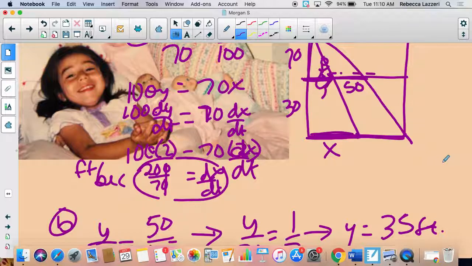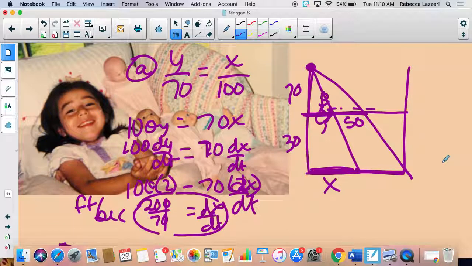So then the C part is, how fast is the shadow of the tightrope walker's feet moving up the wall when she's 10 feet from point B? Girls, you can't put 10 yet. Is she going to stay out there forever 10 feet away from the wall? If it's moving, you can't put it in the original. Okay, so you can't put in 10s and 40s yet.